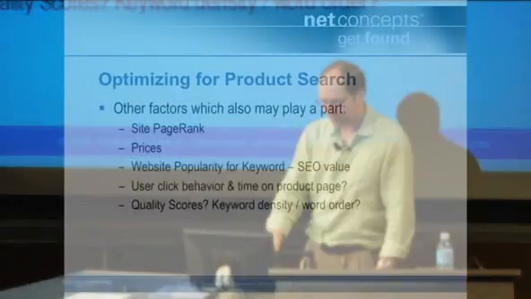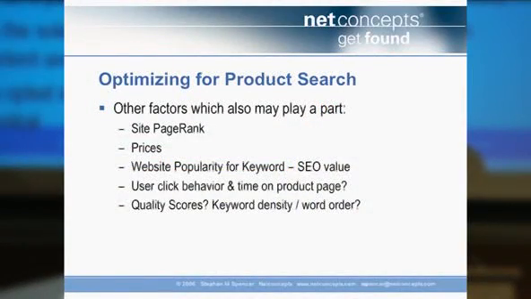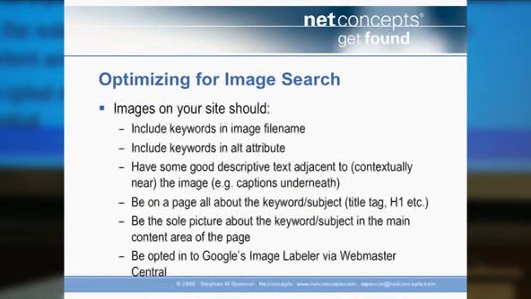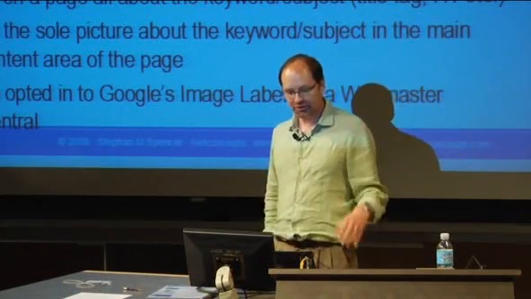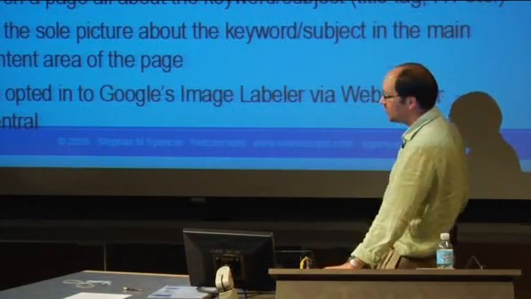So let's move on, because I'm running out of time here. Quality scores, keyword density, blah blah blah. We've got to move on. Let's talk about image search. Images on your site should include keywords in the image file name. Most of this is no-brainer stuff, right? You want good alt tags or alt attributes. You want good file names for your images and so forth.